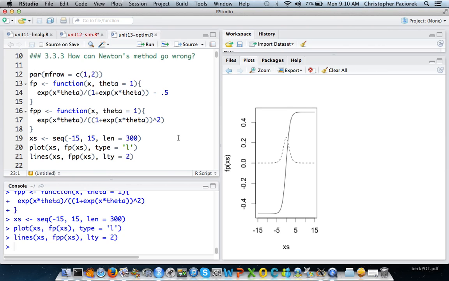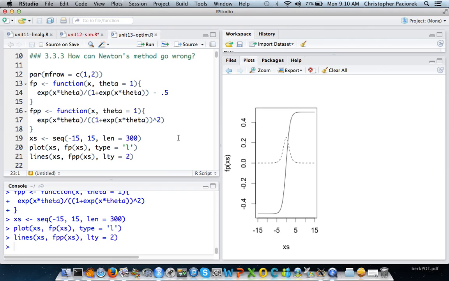Okay, so we left off last time seeing some of the ways that Newton's method could go wrong, and looking at it in one dimension where we could try and get some intuition for what was happening. So let me pick up there and we'll look at another example of divergence.